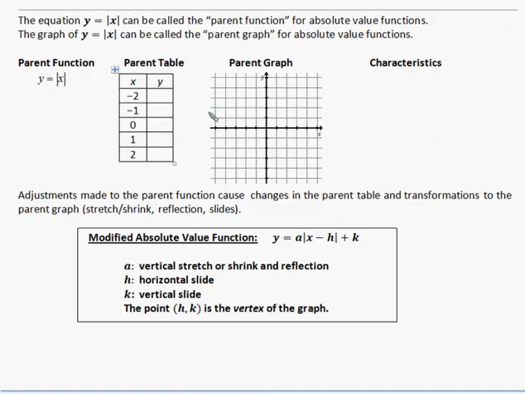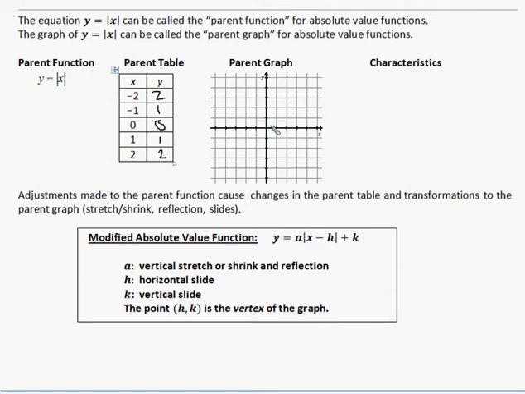Okay. The equation y equals absolute value of x can be called a parent function because it is the parent graph, and all the other graphs are like it. Now if you think about filling in this table, if you plug each of these x values in for x and figure out the corresponding y value, the absolute value of -2 is positive 2, of -1 is positive 1, 0, 1, and 2.